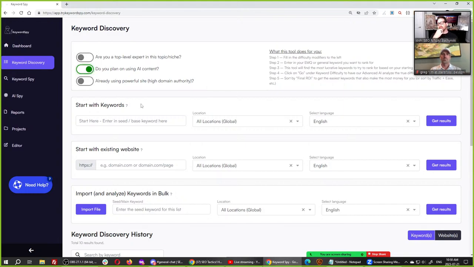And then finally, the last selection here is, do you already have a high domain authority? Are you already using a powerful site? Is this campaign of new keywords going to be built on pages that are already on a powerful site? If so, things are going to be easier for you. And so you would select this as well to make the final calculation easier.